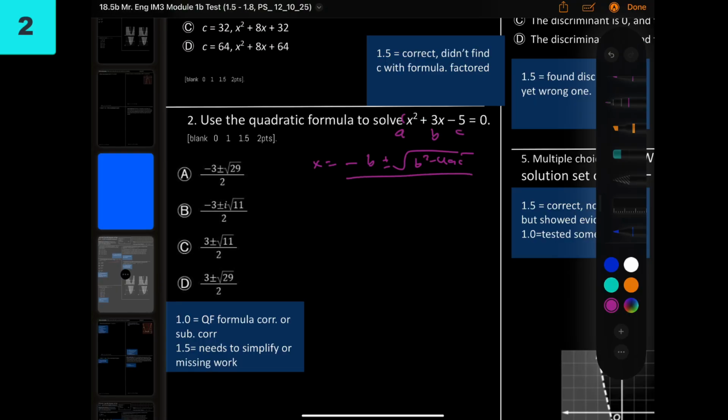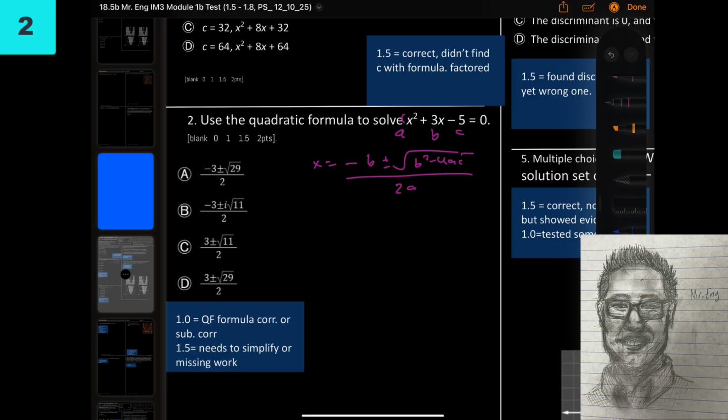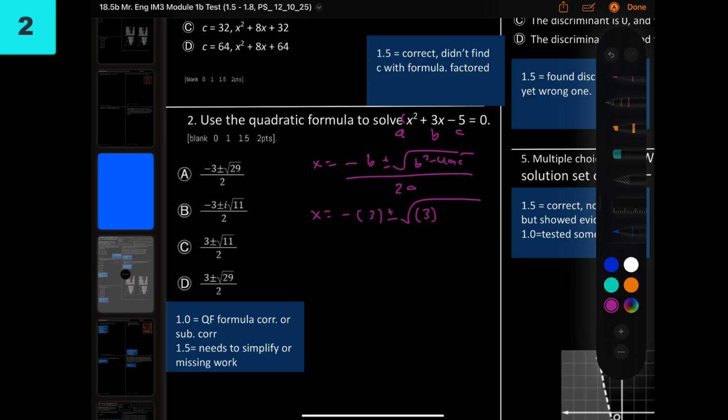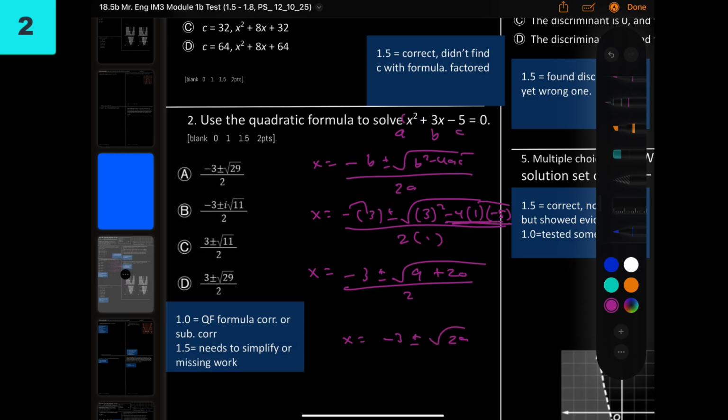Open up the box. So then your B value is 3. Make sure you put it in parentheses. A value is 1, C is -5, all over 2 times 1. So you have the opposite of positive 3, which is -3. 3 squared is 9. Okay, pay attention, on the inside you're going to have -4 times 1 times -5, which is plus 20, over 2. And this will give you -3 plus or minus square root of 29 over 2. And that'll be choice A.